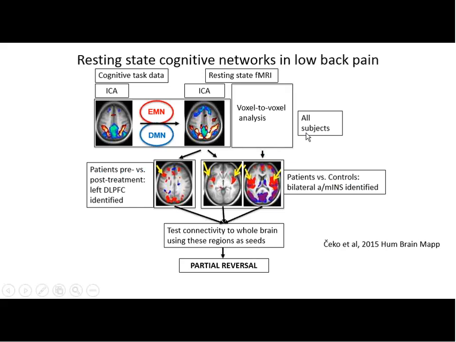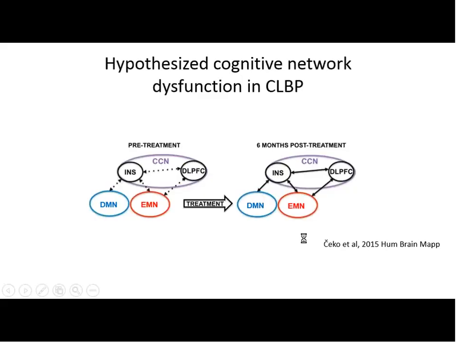The way that we looked at this was a little bit complicated, and I won't get into it. Actually, what we found was a lack of connectivity of the bilateral insula cortex in the patients to both of these cognitive networks. So the insula appeared to be disconnected from these cognitive networks. The insula is an interesting region because it's been strongly implicated in both pain and cognitive function and processing. We also see a lack of connectivity to the left dorsolateral prefrontal cortex again.